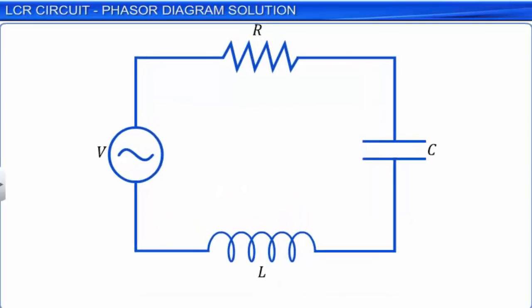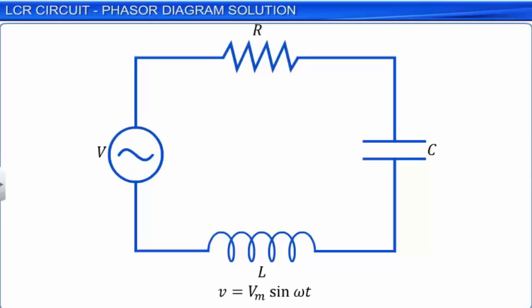Consider a circuit comprising of a resistor of resistance R, a capacitor of capacitance C, and an inductor of inductance L connected in series to an AC source with voltage V equal to Vm sin omega t. Here, Vm is the maximum applied AC voltage and omega is its angular frequency.